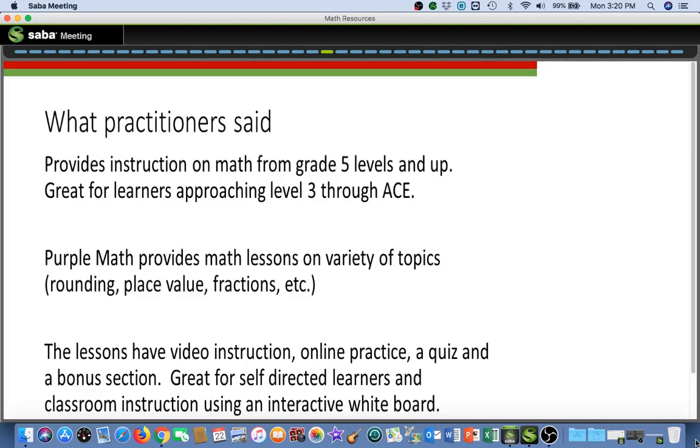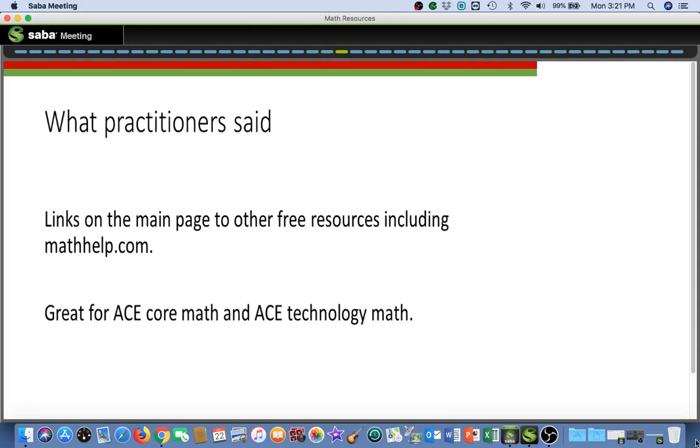Here's what people said about Purple Math. They said that it provides instruction from, once again, forgive me for using that word, grade level 5 and up. This individual said it was best for levels 3 through to 8, so higher levels. The next person said it was great for rounding, place value, fractions, video instruction, another key piece that people are identifying, and online practice, a quiz, and a bonus section. Great for self-directed learners and classroom instruction using a whiteboard. So great for individuals working on their own and also in a classroom setting. Next slide, please.